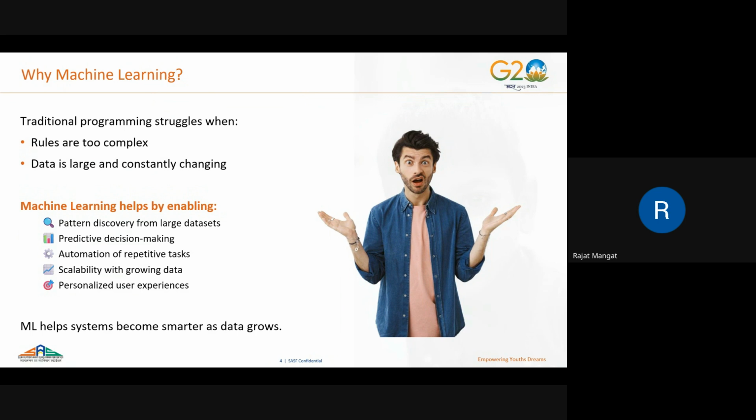So now we have understood what machine learning is, but why is there a need to learn machine learning? Traditional programming struggles when rules are too complex and data is large and constantly changing. This is the whole meaning behind machine learning. Earlier, in simple words, there was rule-based programming. If the customer behaves within the set of rules set by the programmer, the program is able to detect what the customer wants.